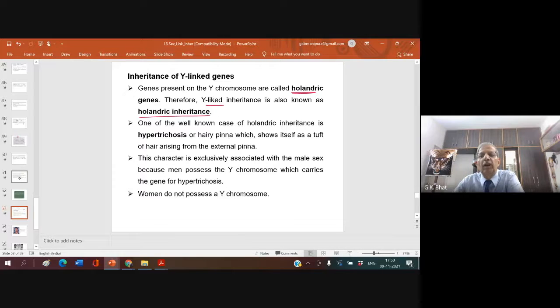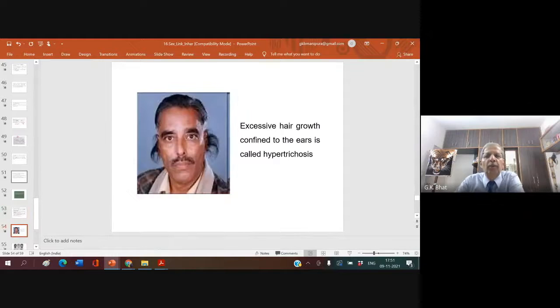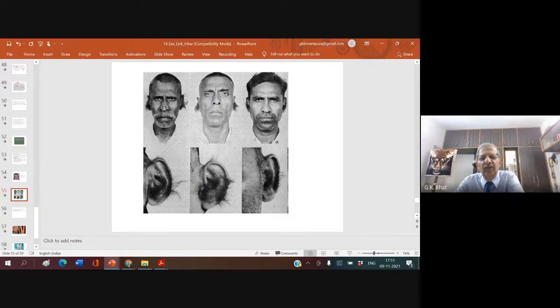One of the well-known cases of holandric inheritance is hypertrichosis. Have you heard about that? Hairs on the ear. It shows as a tuft. And remember, this character is exclusively associated with the male sex because men possess the Y chromosome and not women. Women do not possess the Y chromosome at all. So you can see pictures of individuals with tufts of hair on the ear.